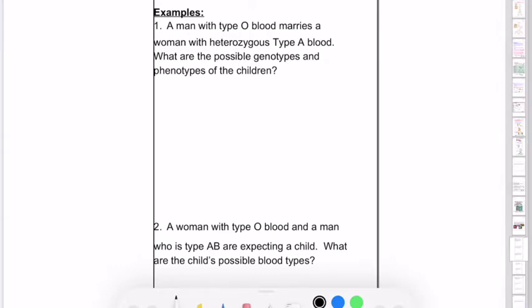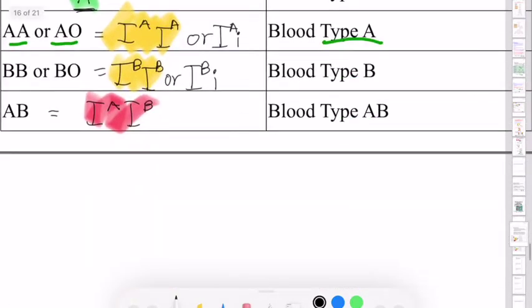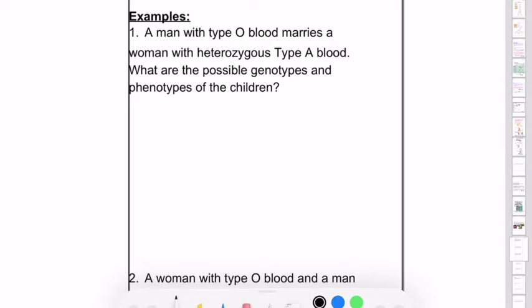Okay, so let's try an example of these types of crosses. So we're looking at multiple alleles and doing an example of that. It says a man with type O blood marries a woman with heterozygous type A blood. What are the possible genotypes and phenotypes of their children? So the first thing I like to do is find out what the alleles look like for the man and the woman.